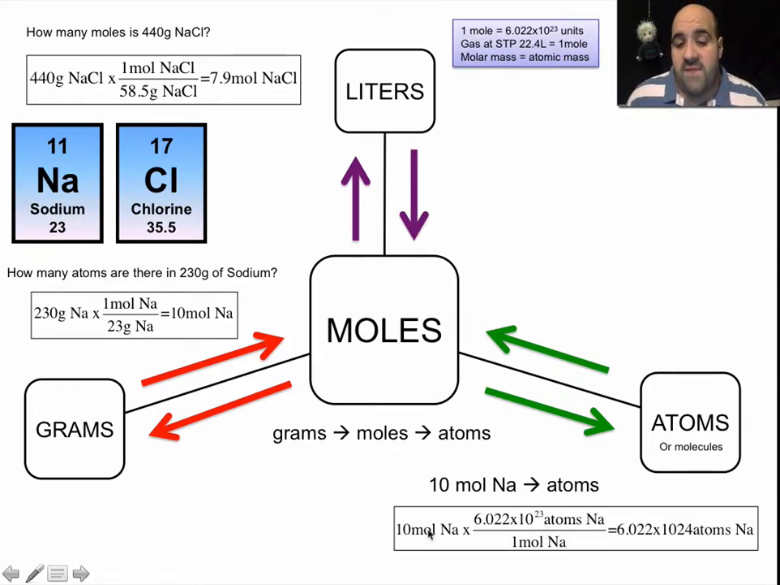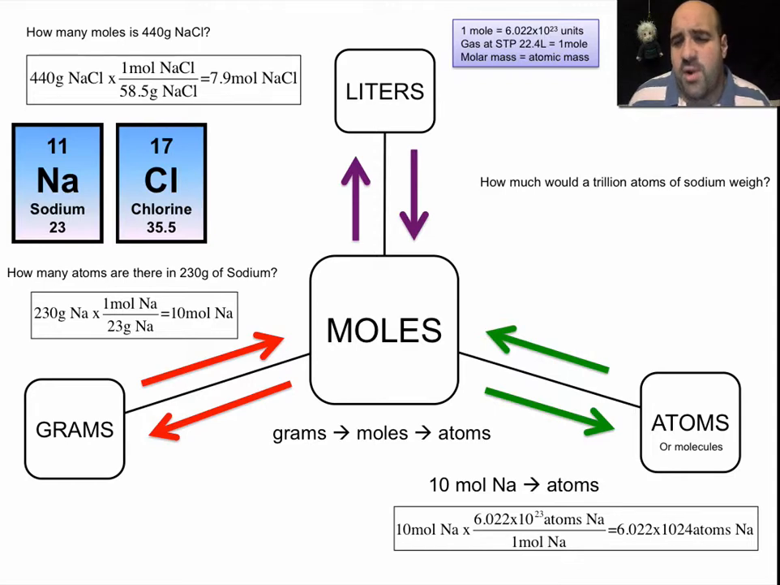So again, you have 10 moles. We're going into atoms. 10 moles Na. These cancel. Moles Na in the top, moles Na in the bottom. And you're just left with 10 times this number, and really just raising the power 1. So we can do two-part problems as well if we know how to convert moles, grams, and atoms, just by doing them in steps.